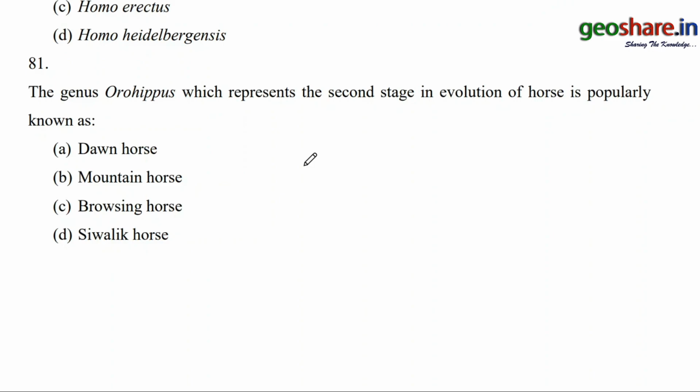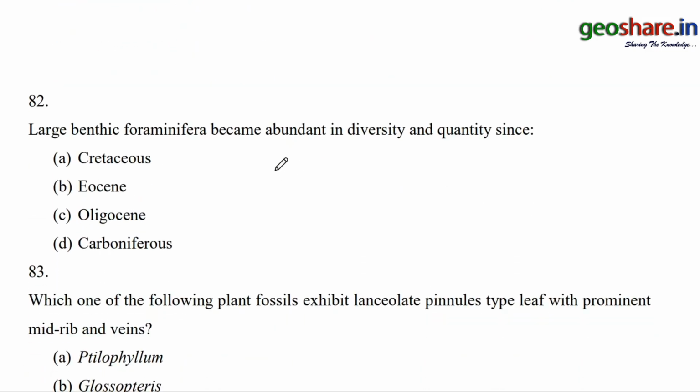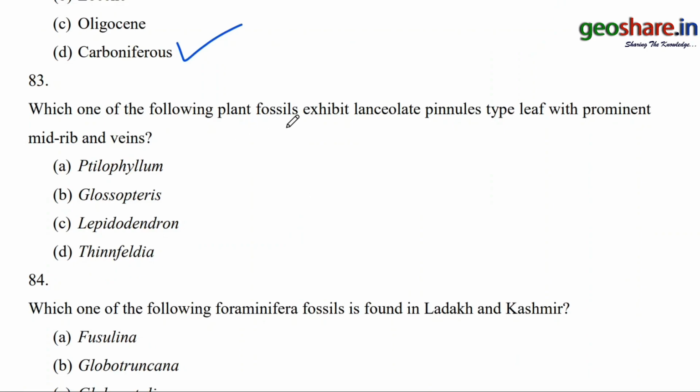The genus Orohippus, which represents the second stage in the evolution of the horse, is popularly known as mountain horse. Large benthic foraminifera become abundant in diversity and quantity since Carboniferous.